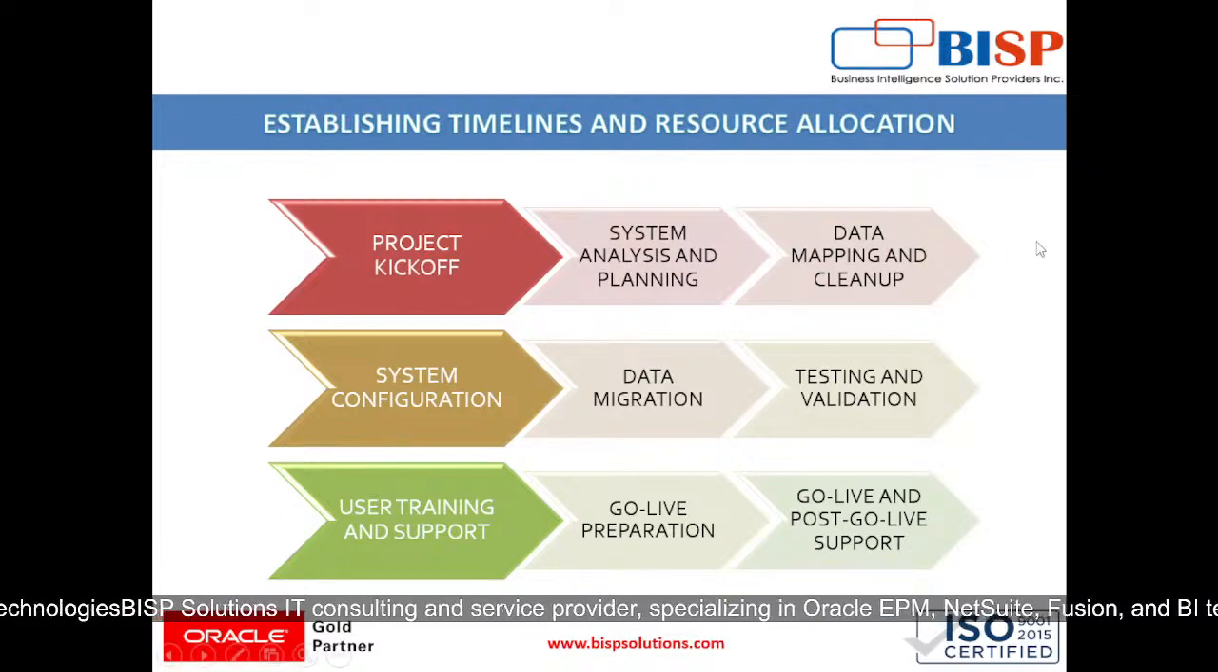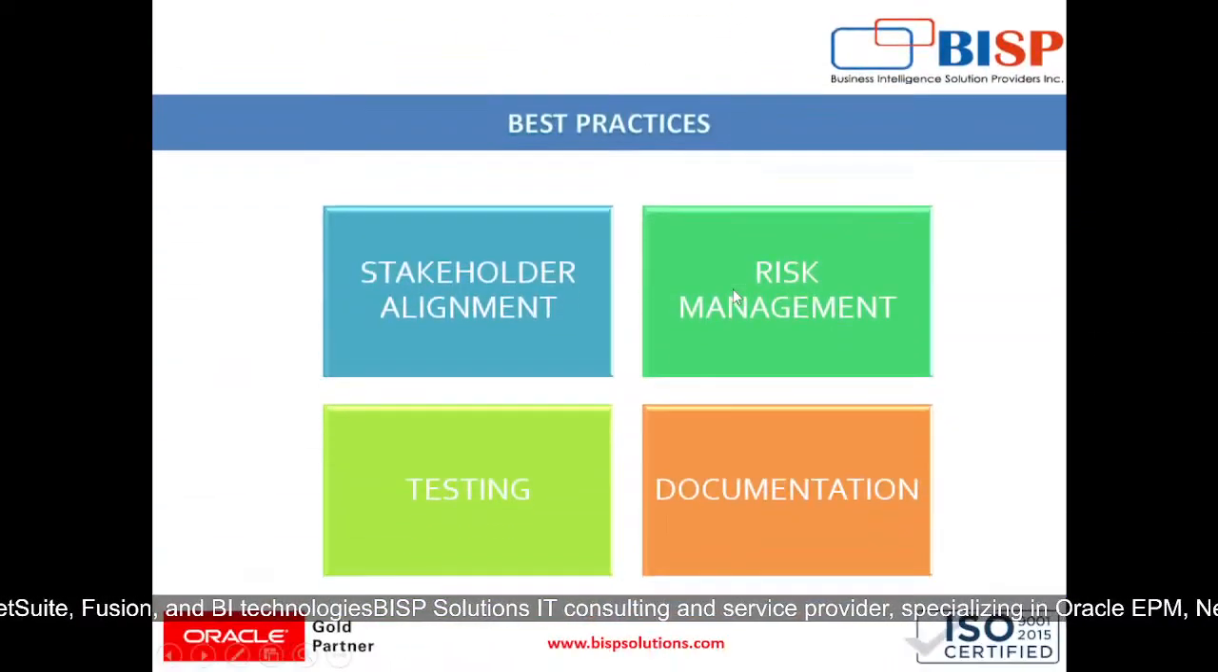And then after go live preparation is done, go live and post go live support will be given to the users, where migration, final open transactions are done, and go live with NetSuite is done. And it will monitor system performance and provide immediate support for issues. After that, best practices: stakeholder alignment is there, so regular communication is done with stakeholders. Risk management means identifying potential risks and preparing contingency plans.